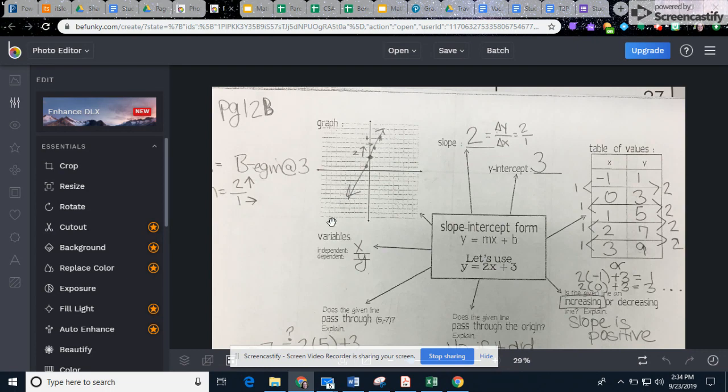So that is how you can complete the first of the pages on page 12B. Tune into the next video for the inside.